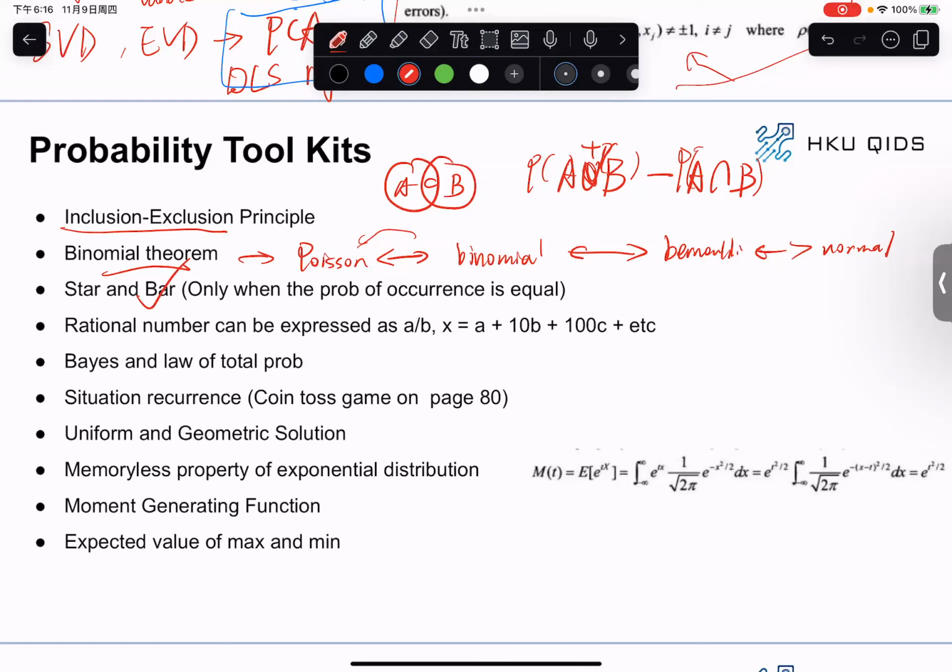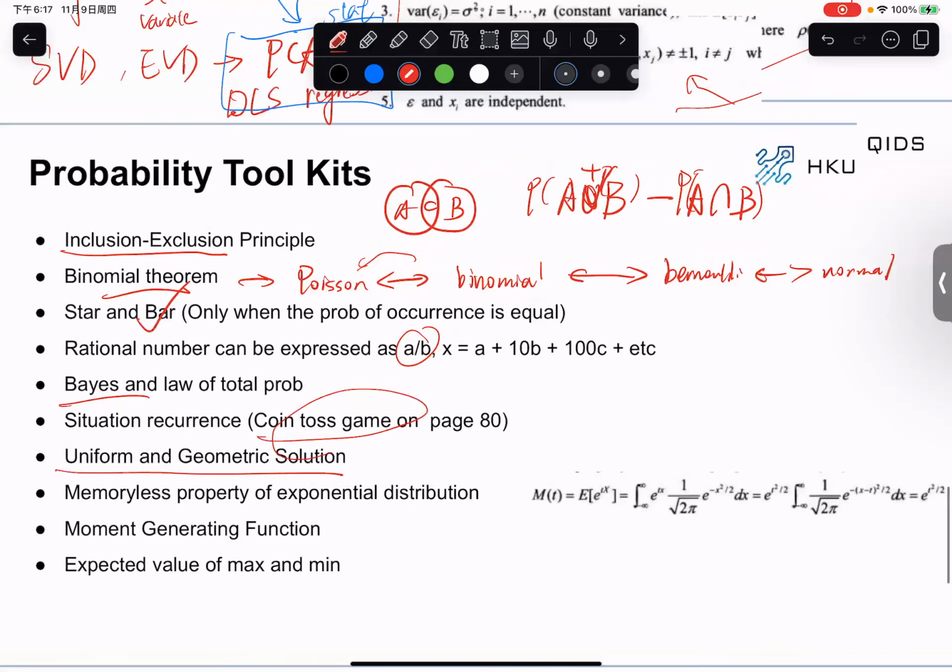And then we also need to have rational numbers. Any rational number can be expressed as a fraction. It's something about the numerical series, good to know. Bayesian, have a good understanding of this, quite foundational, and it's going to be checked by buy-side firms. They are easy to learn and easy to solve. Situation recurrence, just referring to the coin toss game on page 80. And uniform and geometric solution, as I mentioned before.